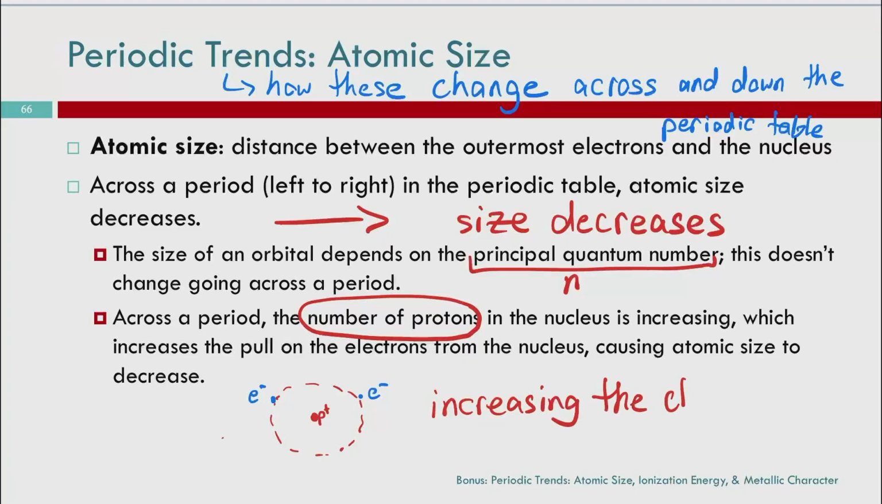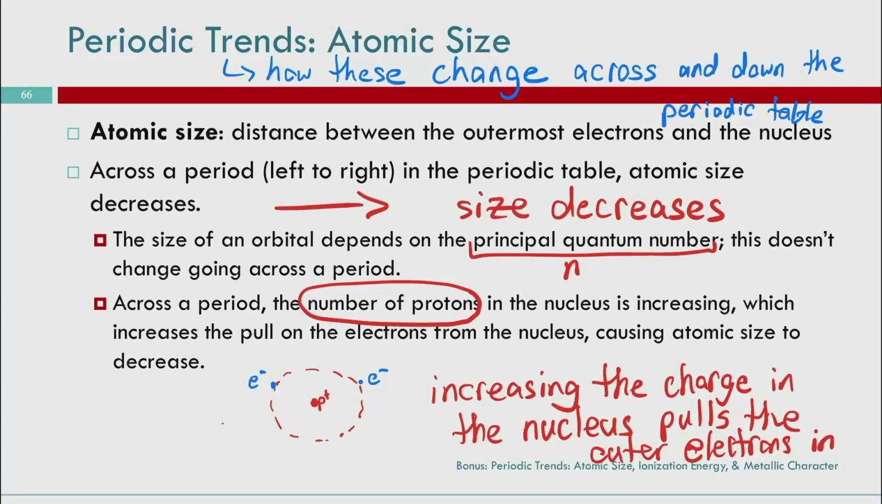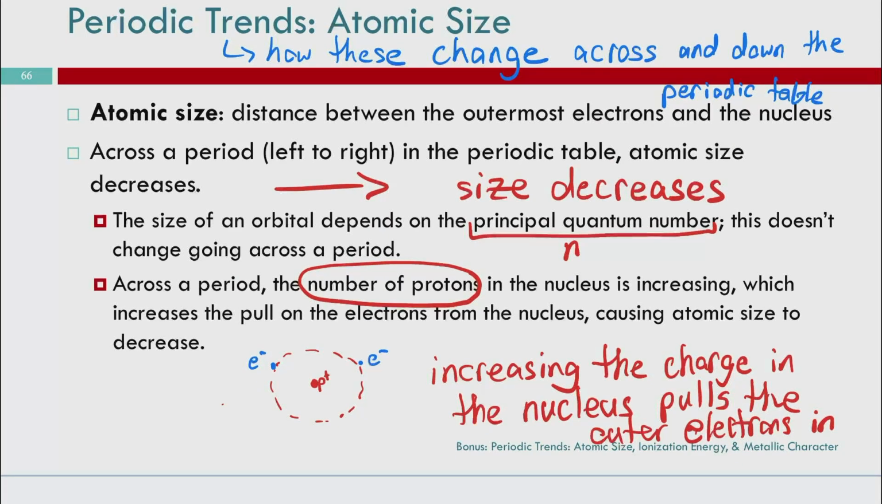So increasing the charge in the nucleus pulls the outer electrons in. And that causes our size to actually decrease. Again, this is as we're moving left to right across the periodic table. For a lot of these trends, if you don't want to understand the underlying reason or it's just not making sense, you can just put them on a flashcard. There's basically two different options for trends. So that's for our left to right.